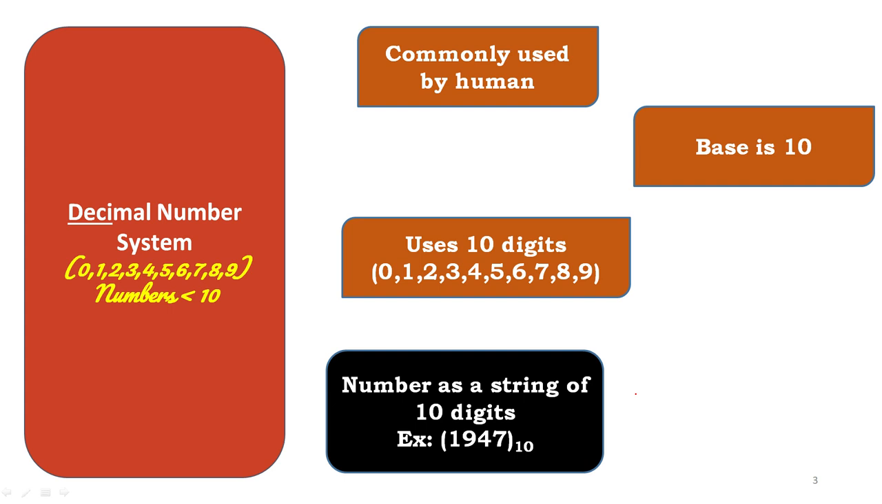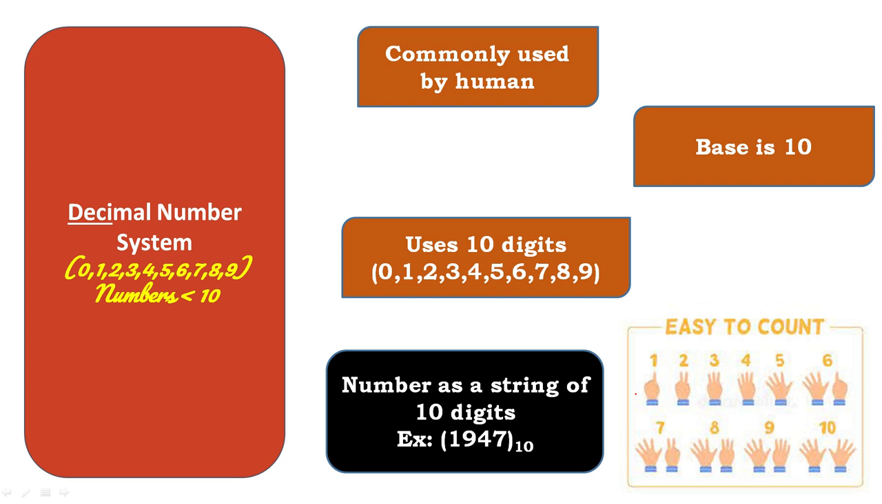For example, 1947 is a decimal number which is normally read as 1947. The suffix 10 represents that it is a decimal number. It's essential to use the subscript using the base of the number system to discriminate one number system from the other. And decimal number system is easy to count. Probably when the human first started counting, he might have used his fingers to count the objects, and therefore this decimal number system would have existed.